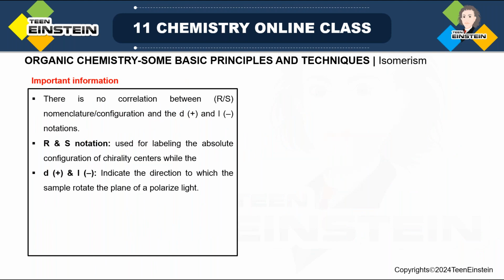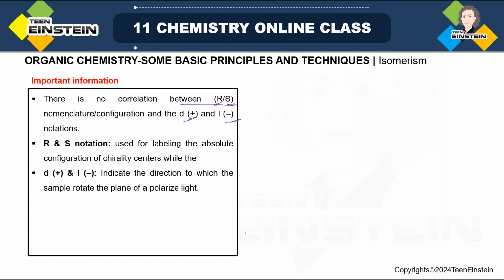Now we will discuss this important information that you have to know. That is, there is no correlation between the positive and negative sign in the specific rotation and RS nomenclature. There are some specific rules based on which we can decide whether it is R configuration or S configuration, and according to that, just before the IUPAC name, we put R or S for that particular compound. But this RS nomenclature or configuration has nothing to do with this plus or minus.